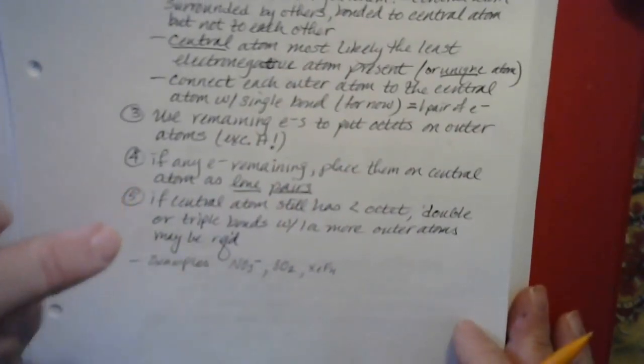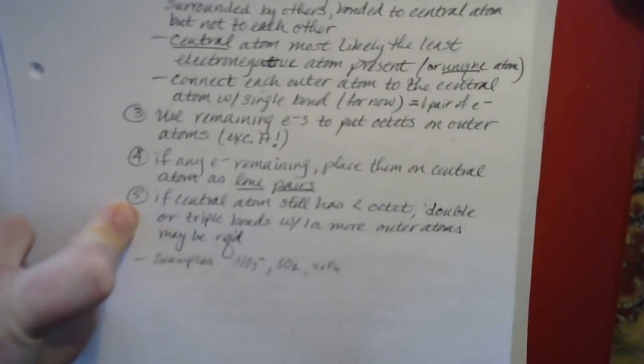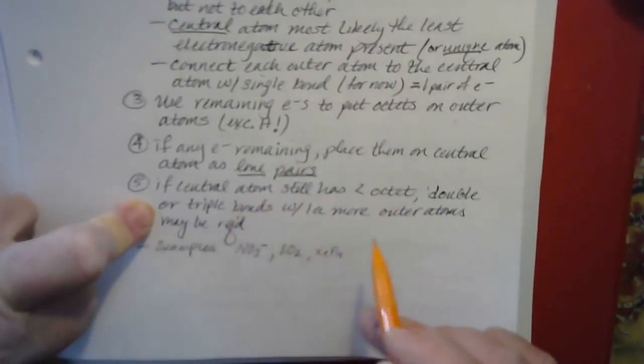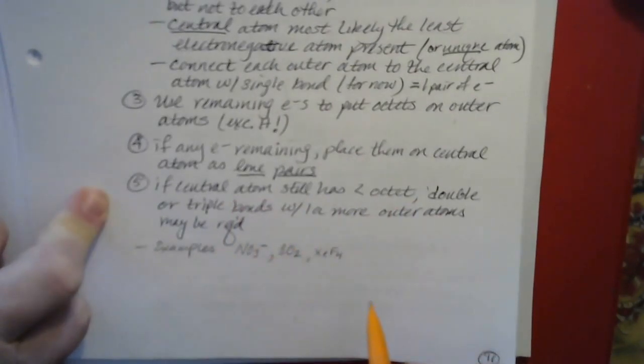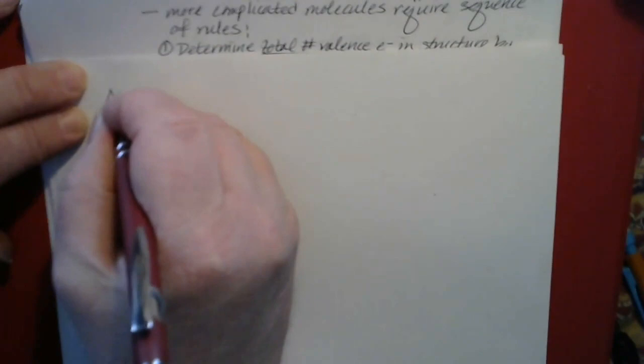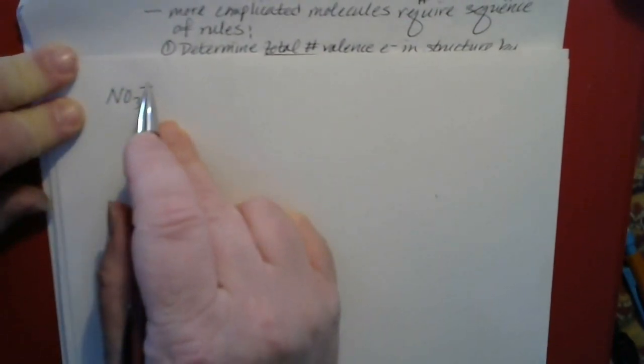Then you basically look at the central atom, and if it still doesn't have an octet of electrons around it, then you might have to make double or even triple bonds with one or more of the outer atoms. Okay, so that is something to keep in mind as we do some examples here. First of all, the nitrate ion. The nitrate ion has the formula NO3 minus.